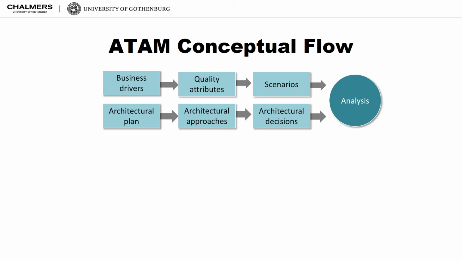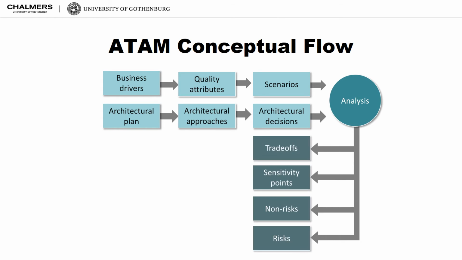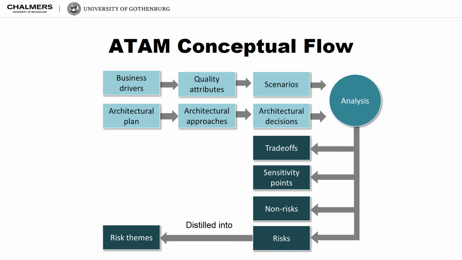The output of the analysis is expressed in terms of 4 items: trade-offs, sensitivity points, non-risks, and risks. Risks are then grouped into risk themes. The risk themes are considered in a next iteration of evaluation. The architecture is fine-tuned after each evaluation iteration. The evaluation cycles continue till all risk themes have been addressed.